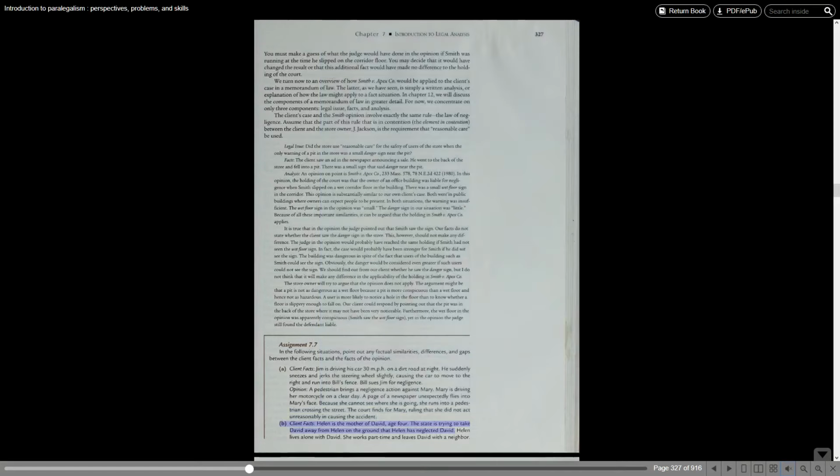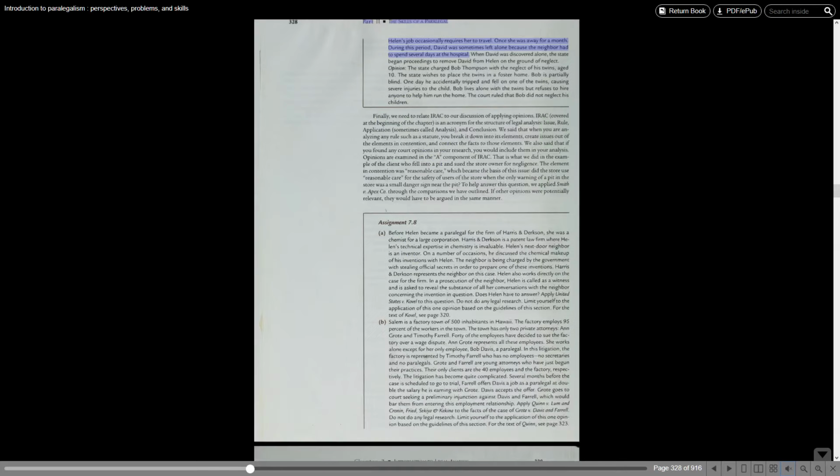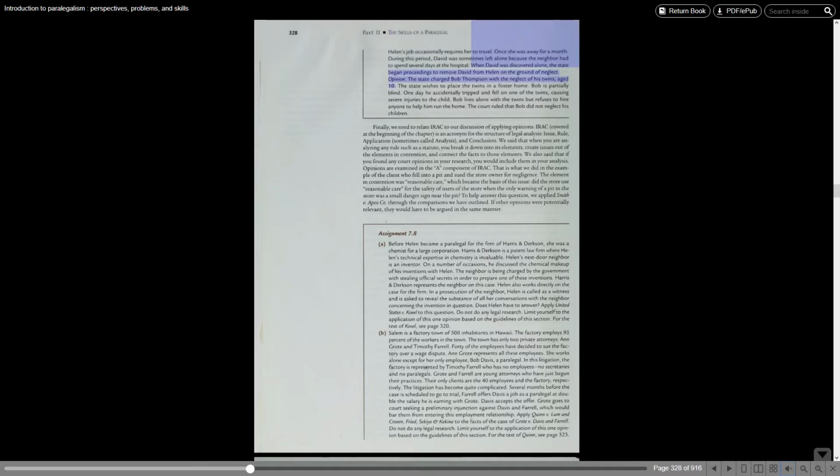B. Client facts: Helen is the mother of David, age 4. The state is trying to take David away from Helen, on the ground that Helen has neglected David. Helen lives alone with David. She works part-time, and leaves David with a neighbor. Helen's job occasionally requires her to travel. Once she was away for a month. During this period, David was sometimes left alone because the neighbor had to spend several days at the hospital. When David was discovered alone, the state began proceedings to remove David from Helen on the ground of neglect.